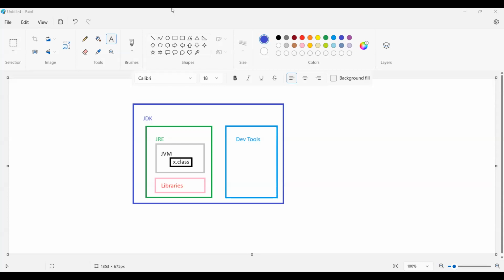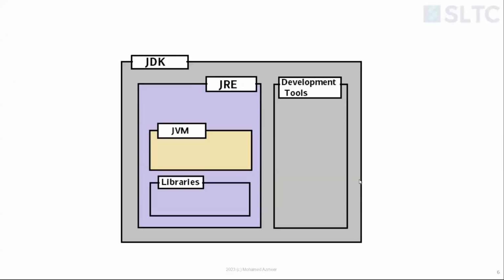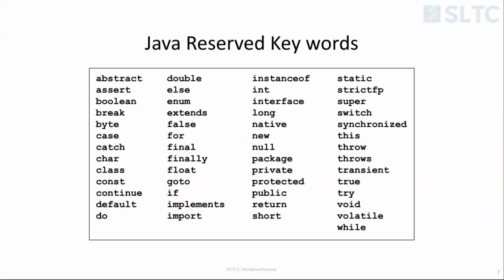So the same thing is in another diagram here. All right, so this is the Java environment. Now we are looking at the library. In fact, we are looking at the language itself. Java has these keywords. Now these are called Java reserved keywords.